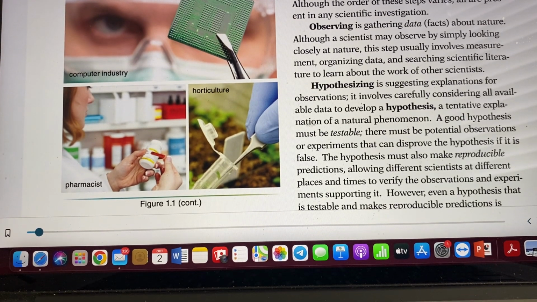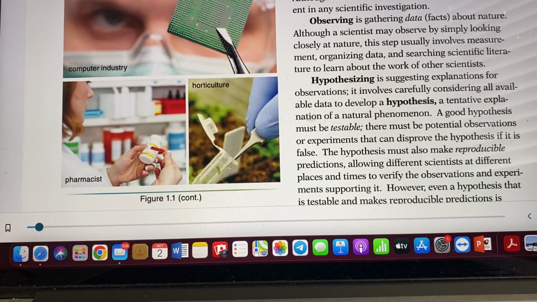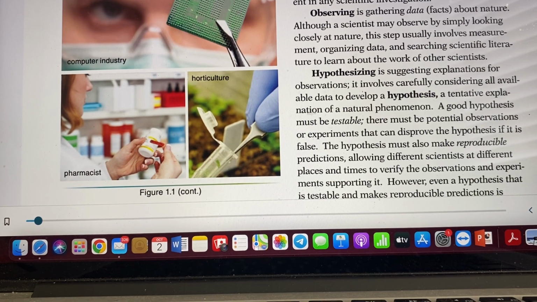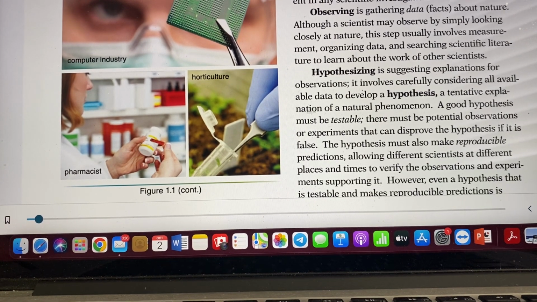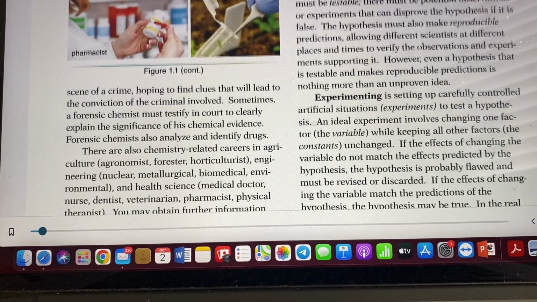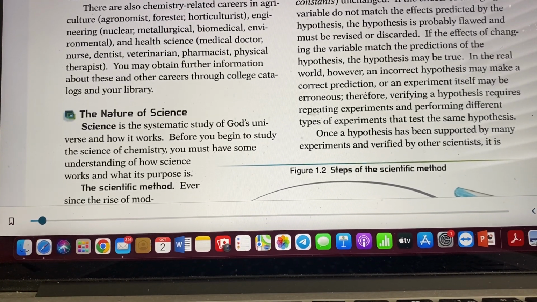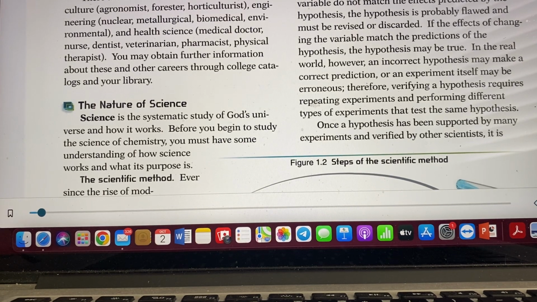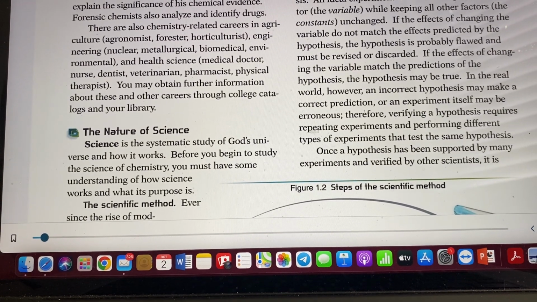So we now know why we need to study chemistry, right? In your careers and everything. And we're going to go on to not only knowing, but what is chemistry about? The nature of chemistry. So let's stop there for a little bit.